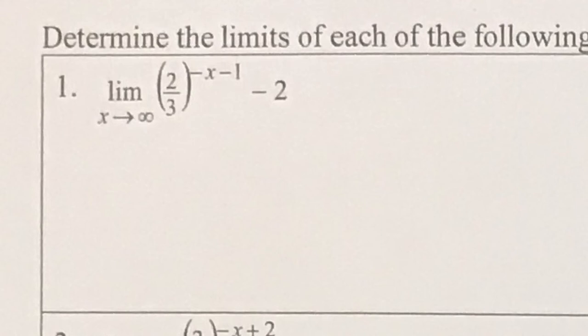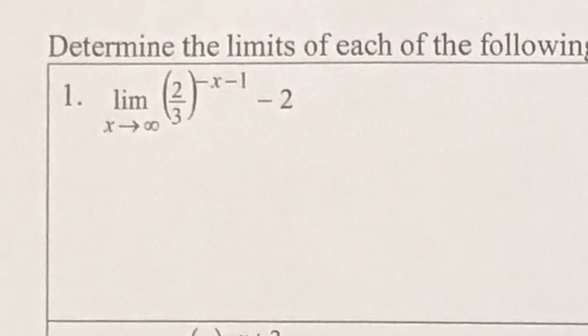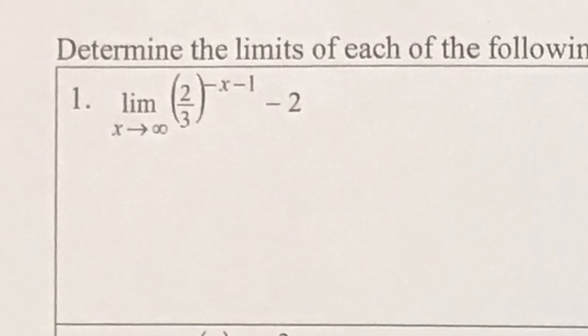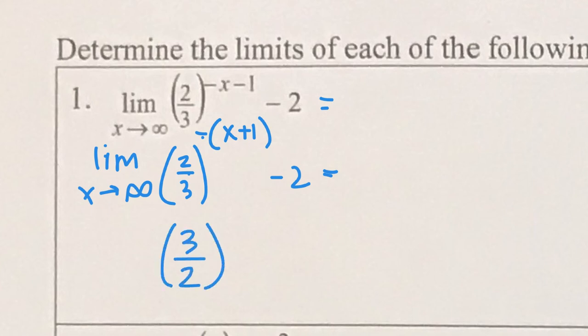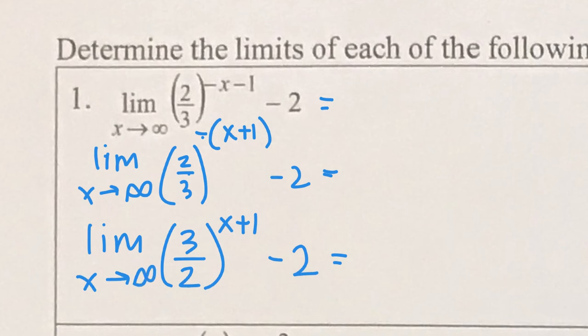So hopefully you know that we can rewrite this as 3/2 to the positive x plus 1 power. We're still taking the limit of this as x goes to infinity. We're being very formal here. Now that I have a fraction raised to a negative, I'm going to flip it, take the reciprocal and make it 3/2 raised to the x plus 1 power minus 2. And we're still talking about the limit as x goes to infinity.